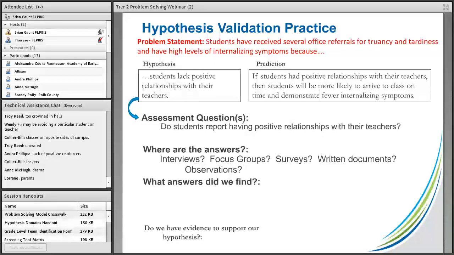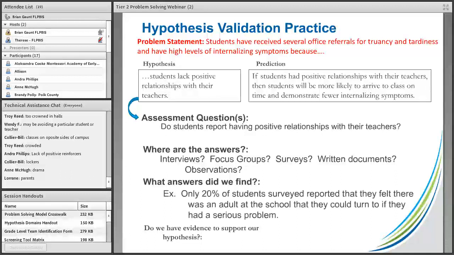And we could look at certainly talking to the students, maybe surveying them, doing interviews, etc. And let's just say that we find that only 20% of students surveyed reported that they felt there was an adult at the school that they could turn to if they had a serious problem. So only 20% of the entire school student population said that they felt there was an adult that they had a relationship with. So at that point, somebody in the chat pod, if you would, do we have evidence to support our hypothesis?